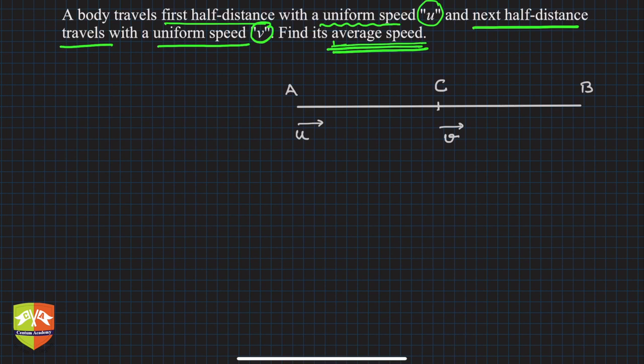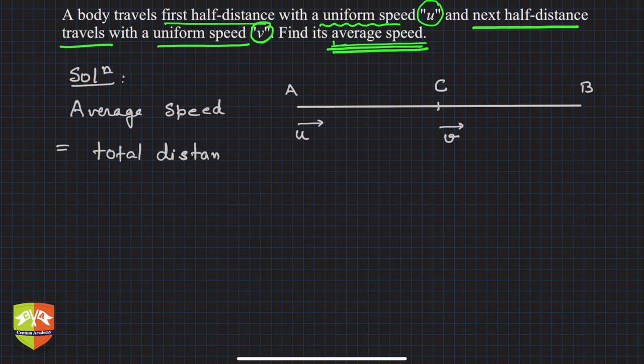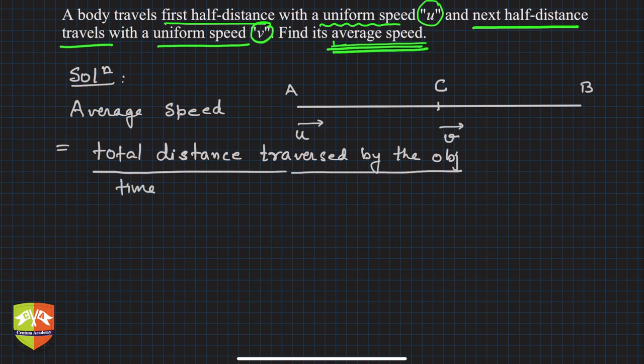What is average speed basically? Let's start from the demand of the question itself. So let me write the solution. What is average speed? If you go by the definition of average speed in physics, average speed is nothing but total distance, since it is speed, total distance covered by the body, or we also say traversed by the object, divided by what? Time taken to cover the same distance.